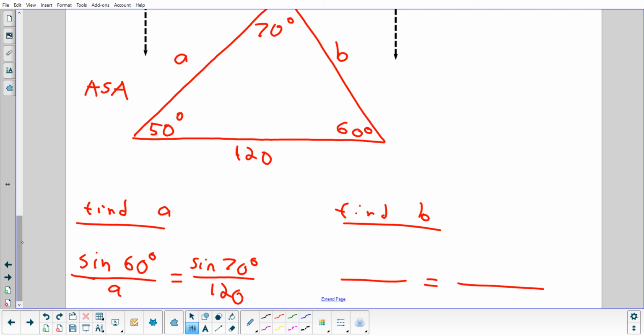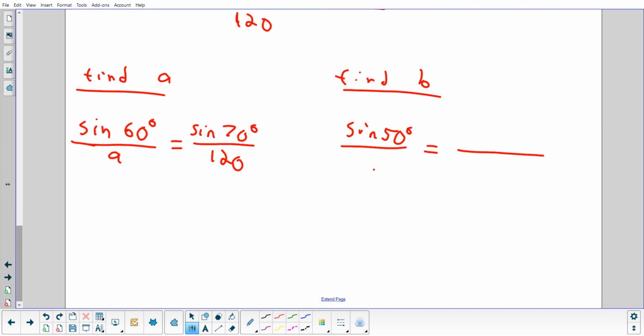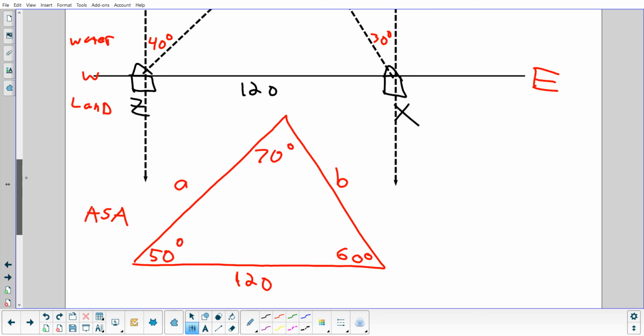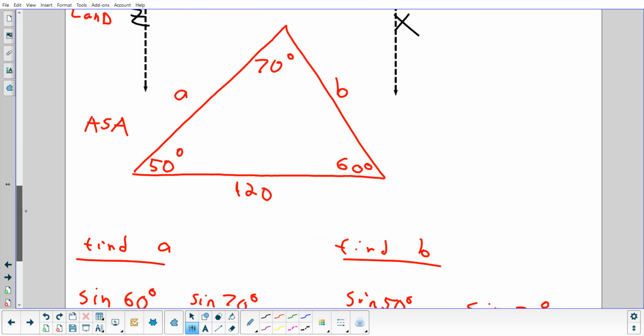And how about setting it up for B? Michael? Sine of 50 over B. Yep, sine 50 over B. Again, he put the unknown on the left, that's fine. And what goes on the right? Sine of 70 over 120. Same thing. Right, and now figuring that out will tell you exactly how far each Coast Guard station is from the boat.